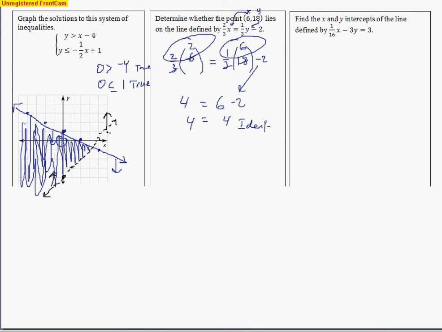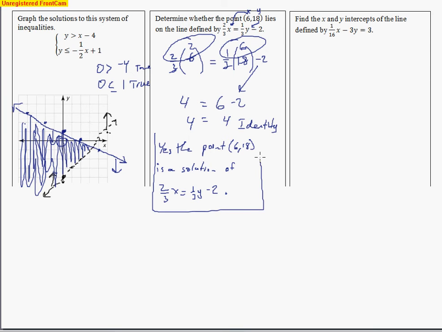So when I get an identity like that, that tells me yes, the point 6, 18 is a solution of, and then we'll write down the equation, 2/3 x equals 1/3 y minus 2. That would be our answer right there. But make sure you show me the proof. Show me how you substituted and you get an identity. If it was not an identity, then you would say, no, it's not.